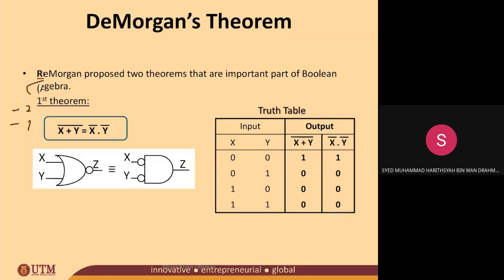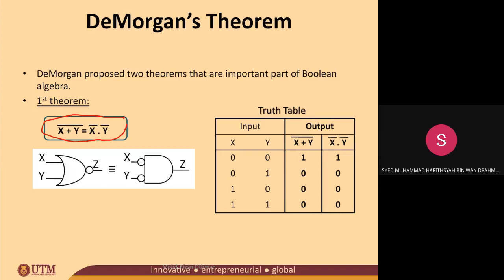Okay, besides these 12 rules, we have also the De Morgan theorem. So the De Morgan theorem is actually based on the XOR or XNOR. Okay, the first theorem: X plus Y, all bar, is equivalent to X bar times Y bar. So this is the theorem.